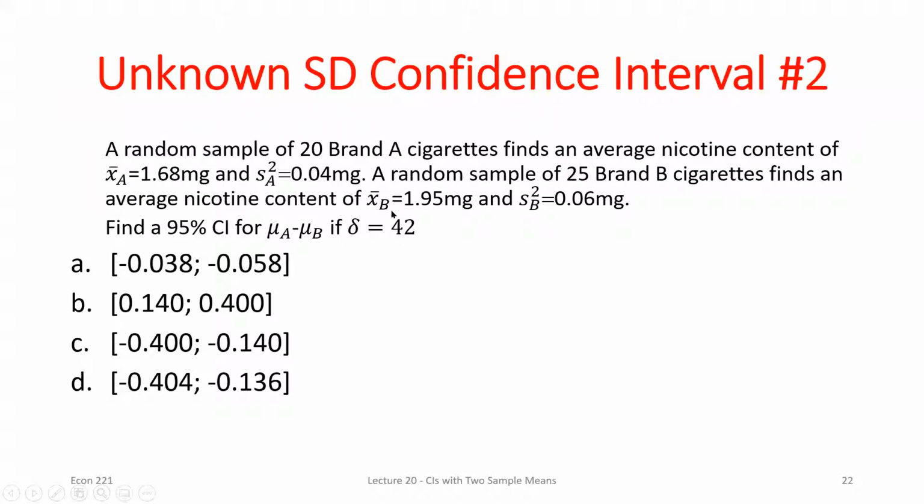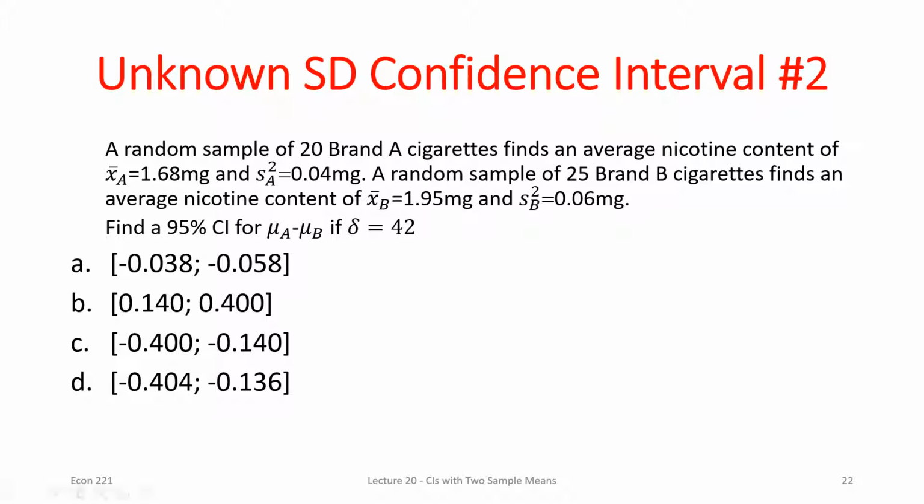So I've got another example here. I'll go through this one pretty quick because it's really the same process. I'll go through how we look up the t-value just because that part's new. I've got two brands of cigarettes, brand A and brand B. I've got their average nicotine levels from two samples, and the sample variances. I want a 95% confidence interval.